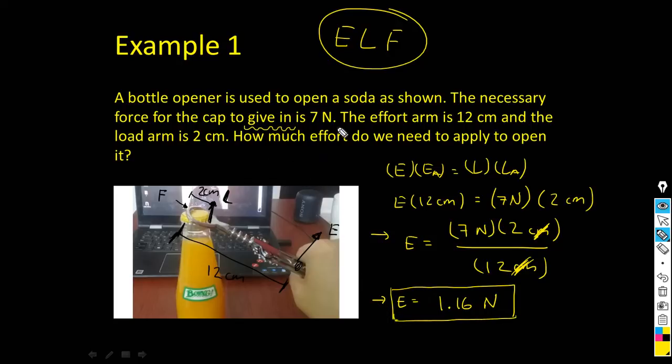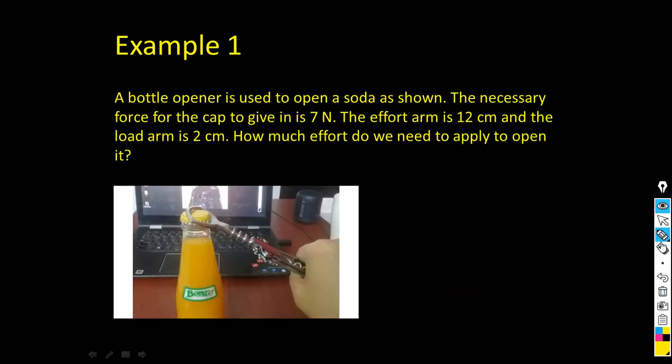Okay, so as you can see, it's less than the necessary force to apply to open the cap. Okay, why? Because we are using a lever, and remember, levers help you apply less effort to do a certain task. Okay, if you put your effort right at this point, you would need 7 newtons right at this point, but since you're applying it at this other point, you have to apply less. You can do it with less effort, with less force. That's the advantage of levers. Okay, let's move on to the last example, example number 2.